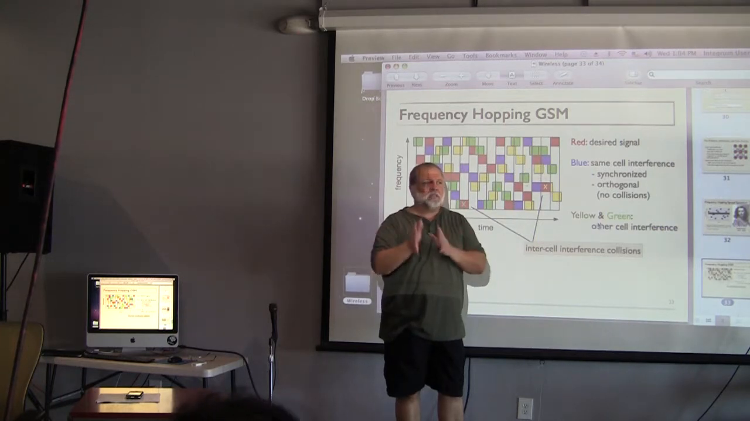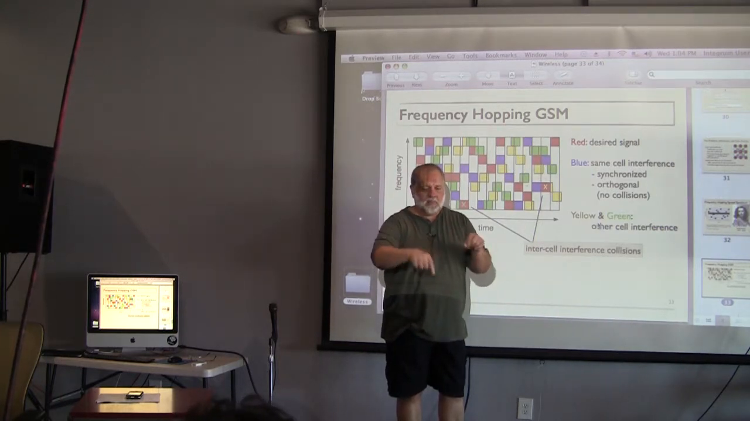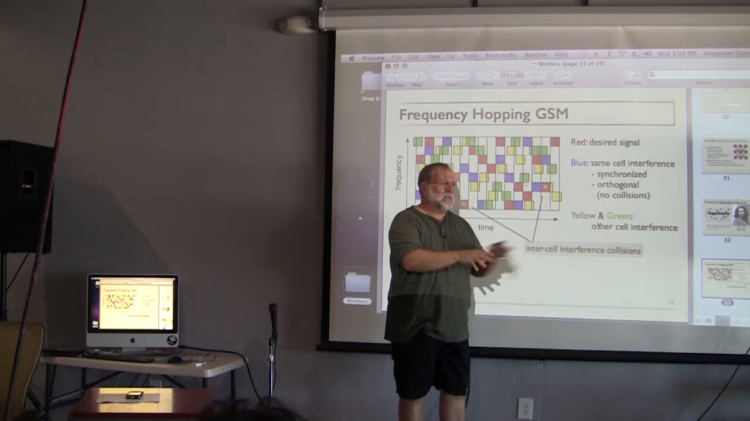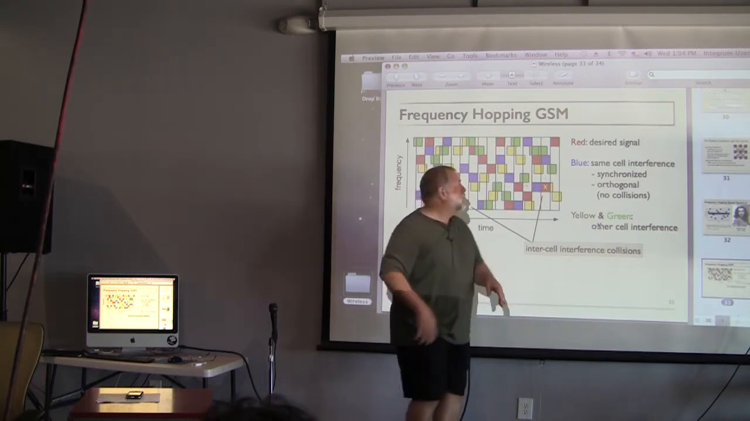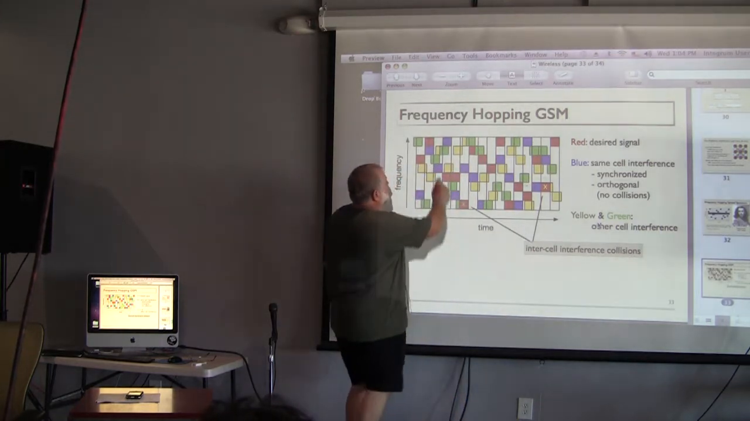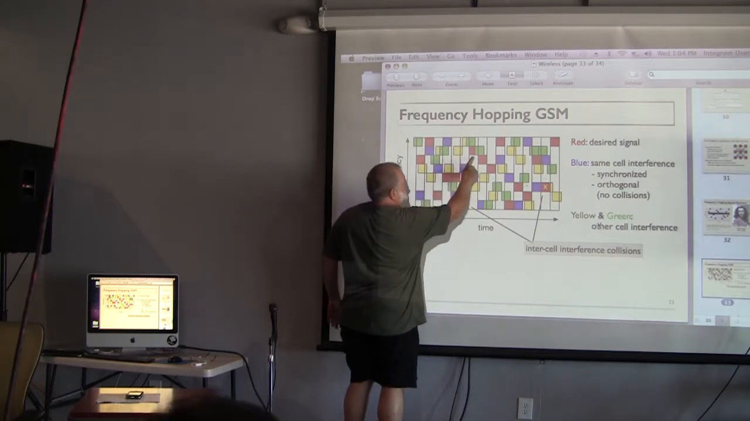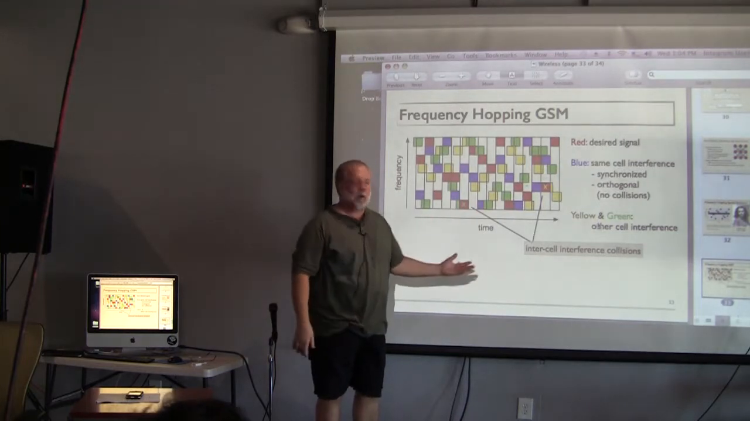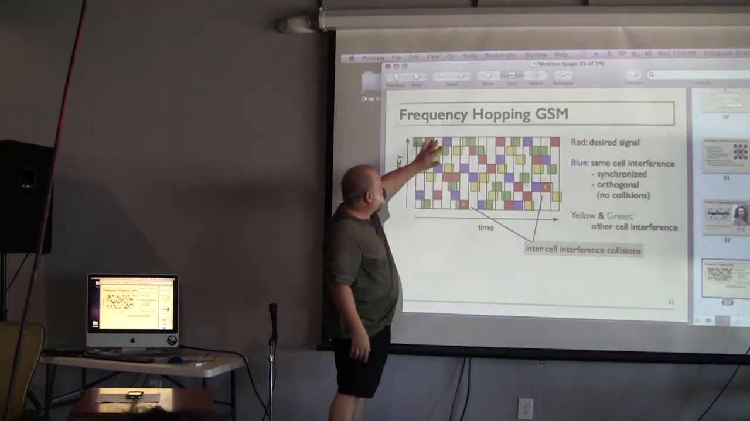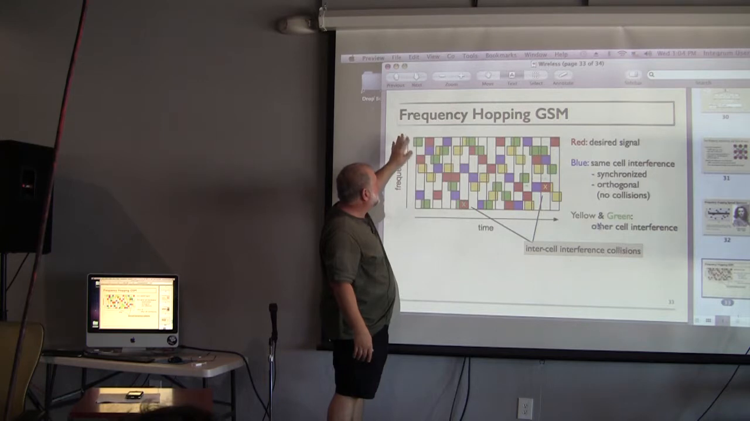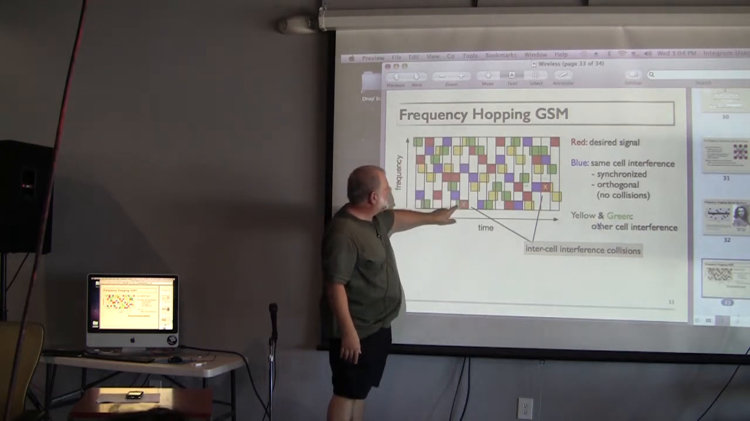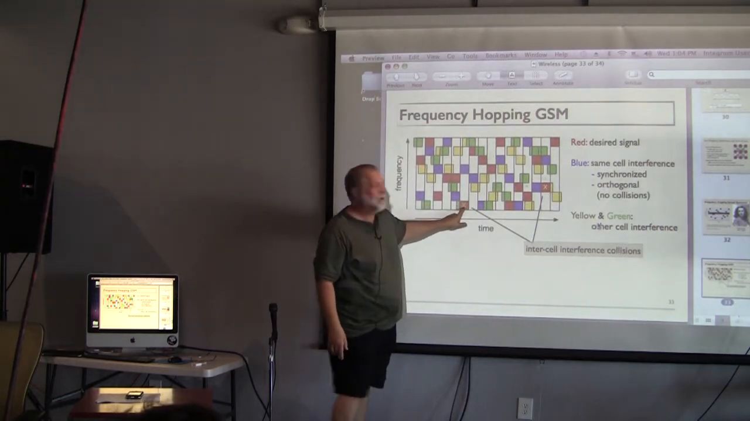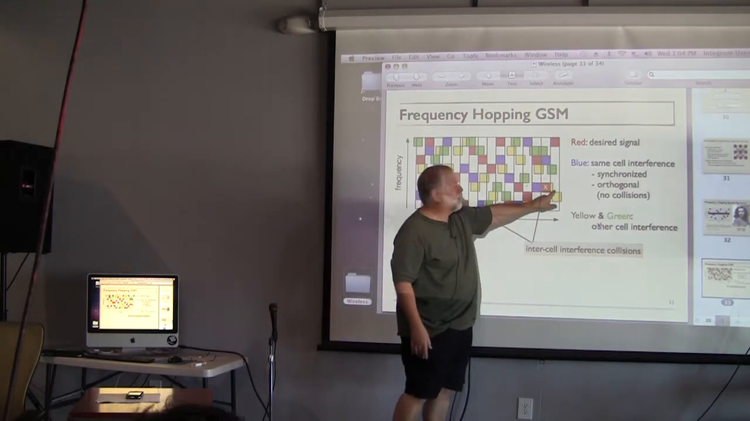The reason is because there's a propagation delay. So even if I had them synchronized at one point in space, at a different point in space, the propagation delays are different. And if you look closely, you see here the yellows and the greens are not lined up with the reds and the blue because they came from different towers. So there's a randomization, and every once in a while the green and the red collide. And over here, a yellow and a red collide.